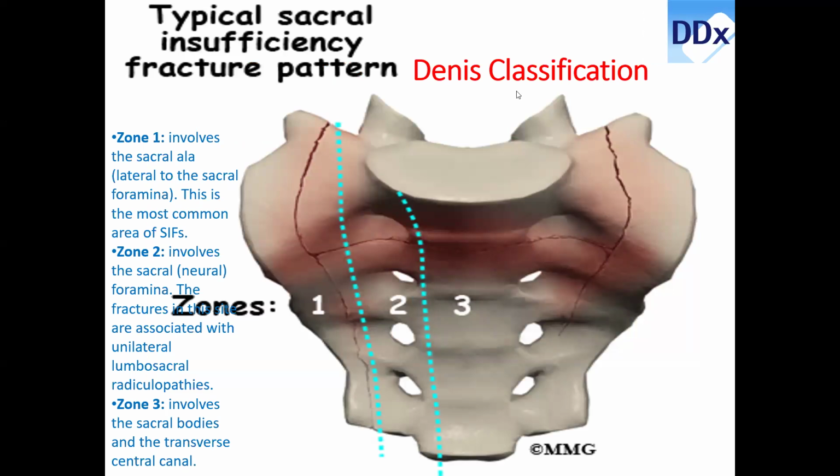We call this the Denis classification. When you have a trauma, you can have a fracture in either of these zones here, zone 1 or zone 2 or zone 3. Of course, as you see, zone 2 is the scariest one because it goes through the sacral foramina.